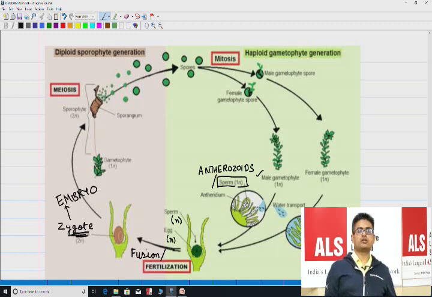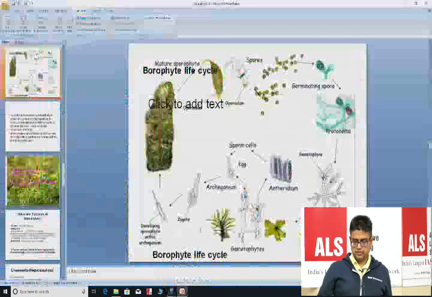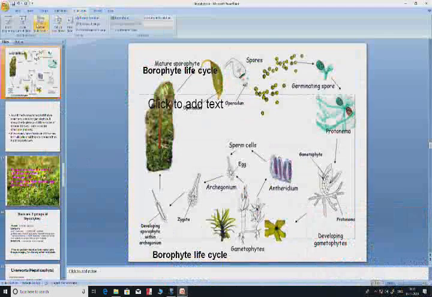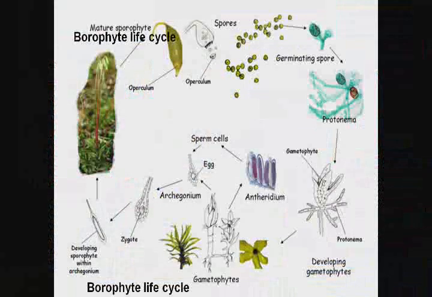And the embryo grows into the mature plant, but there is a thing. Here meiosis will happen. Okay, so let's see how this process is occurring. The bryophyta life cycle. Everybody can see the diagram here.